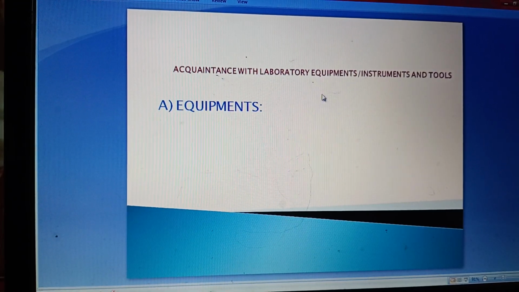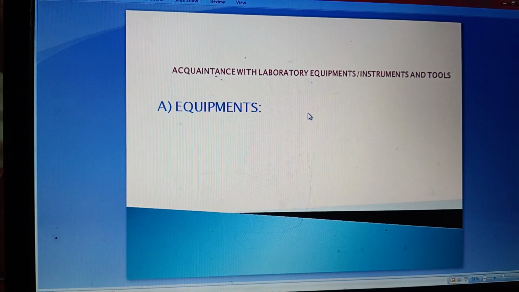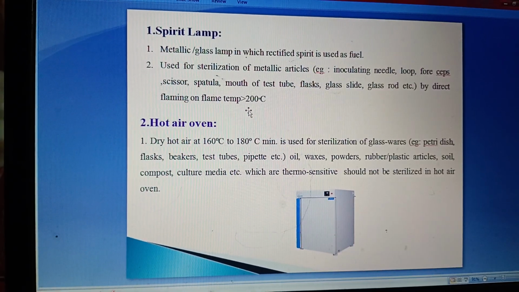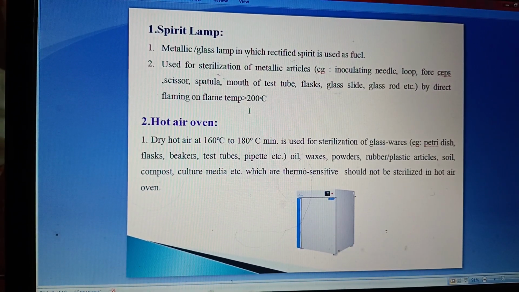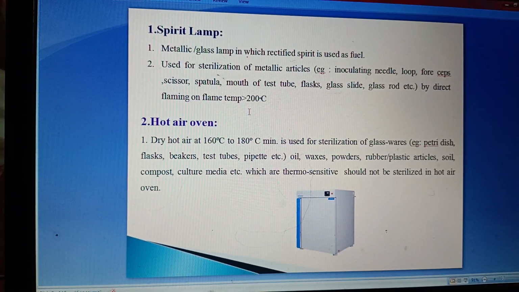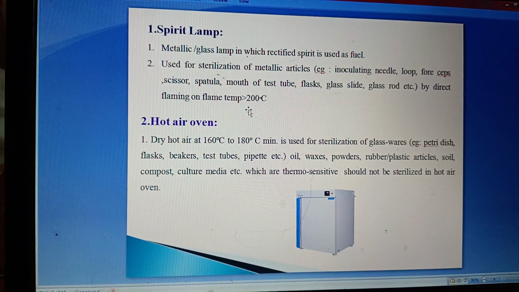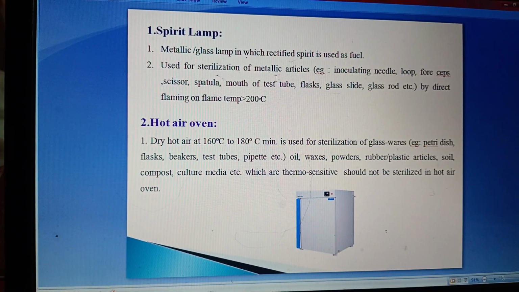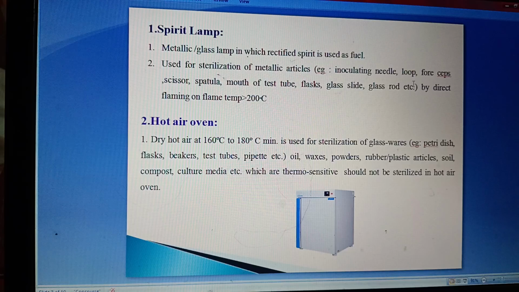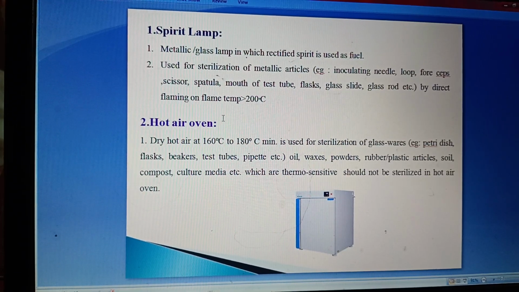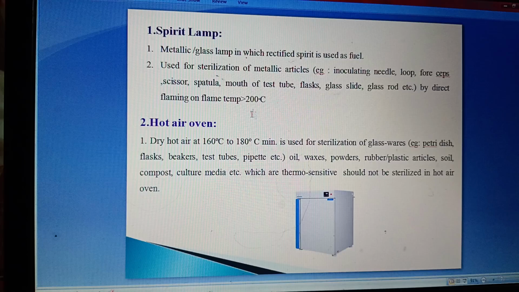Acquaintance with laboratory equipments, instruments and tools. In that, first one is equipments. First equipment is spirit lamp. In that, first point is metallic glass lamp in which rectified spirit is used as a fuel. Second one, used for sterilization of metallic articles. Examples: inoculating needle, loop, forceps, scissor, spatula, mouth of test tubes, flask, glass slide, glass rod, etc. by direct flaming on flame temperature greater than 200 degrees Celsius.